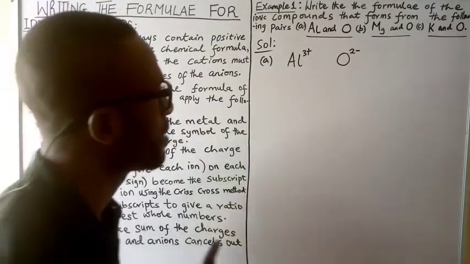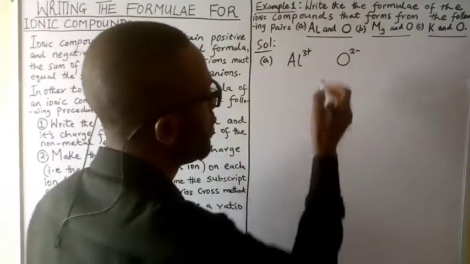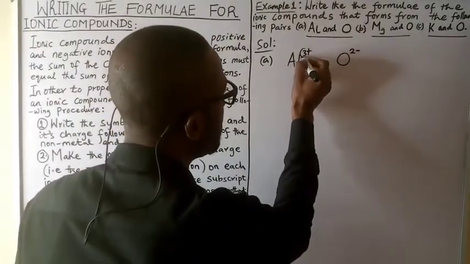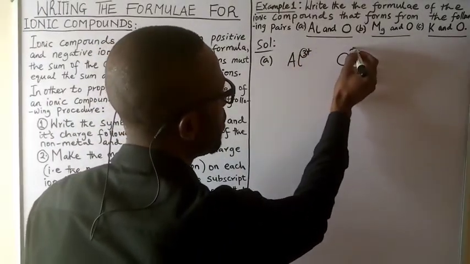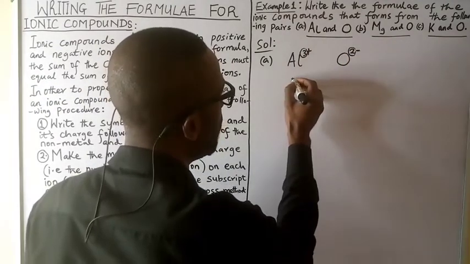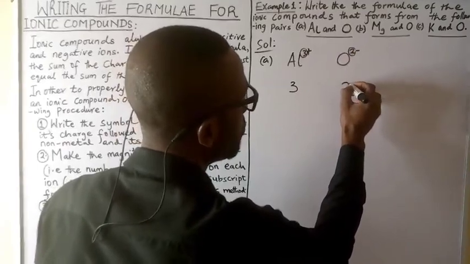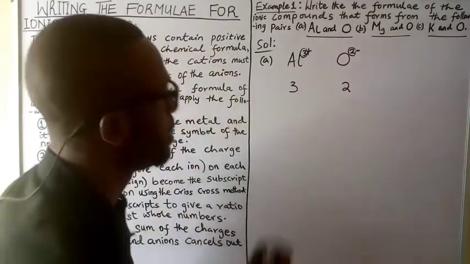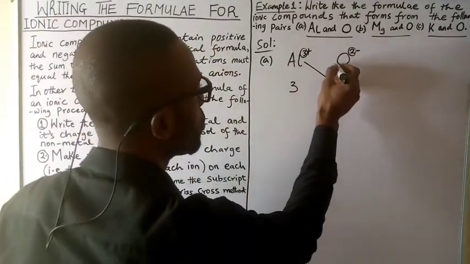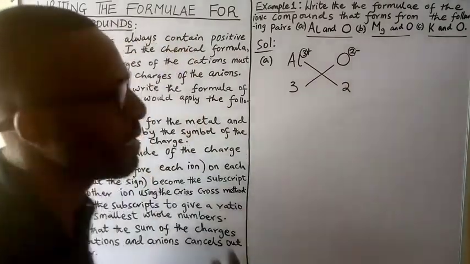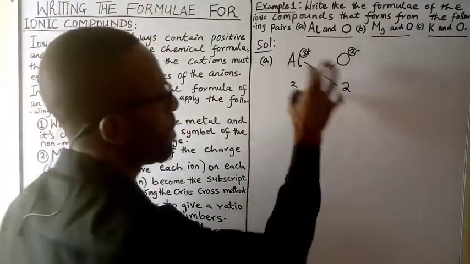When you have done that, the next thing you are going to do: the magnitude of the charge here is 3, and the magnitude of charge here is 2. So you bring down that 3 because we are using the crisscross method, and you bring down the 2. Then you use the crisscross pattern to exchange their what? Their magnitudes.